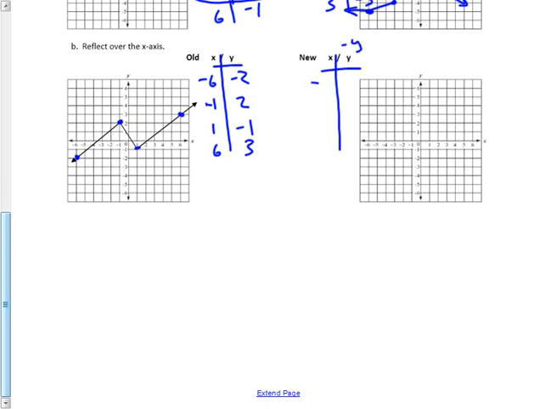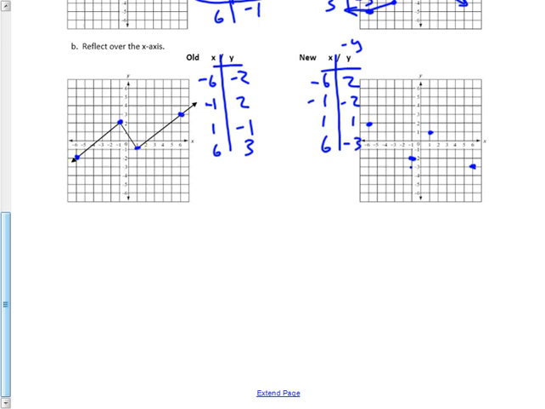So all the x values stay the same. I'm not doing anything to those. I'm not moving it left or right at all. I'm just reflecting over the x-axis, which means I'm flipping it upside down. The y's are changing. So this is going to be 2, this is going to be -2, this is going to be 1, and this is going to be -3. Okay, so I get (-6, -2), (-1, -2), (1, 1), and (6, -3).